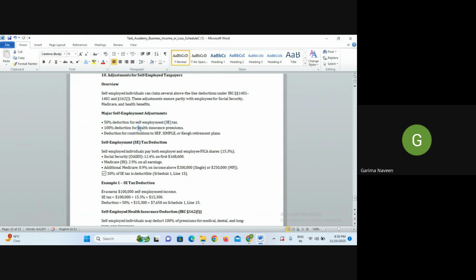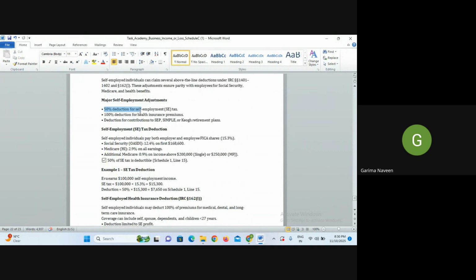If you are self-employed and you are paying some premium on your health insurance, then you can get the 100% deduction. And if you are contributing to retirement plans, like if you are a self-employed person and you have some retirement plans, then for this retirement plan also you can get the deduction for the contributions.